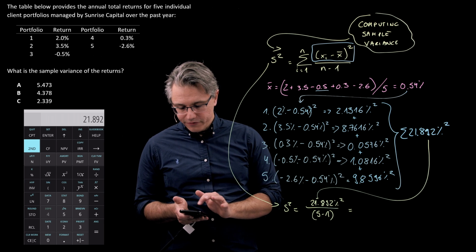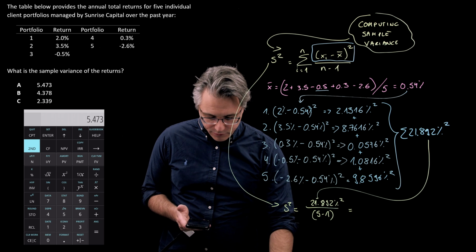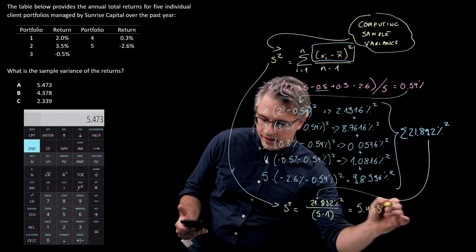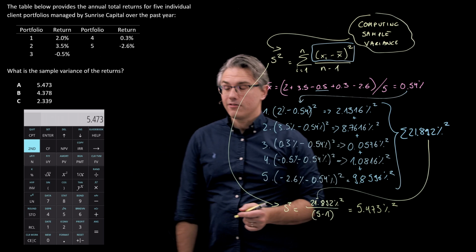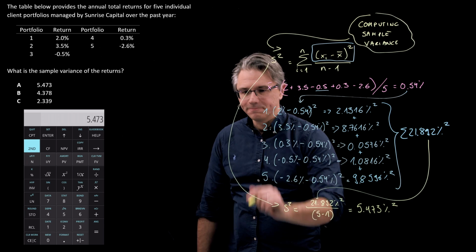Let's divide by 4. Okay, as you can see, the result is 5.473. And this is, once again, let me stress, expressed as percentages squared. And it corresponds perfectly with answer A.